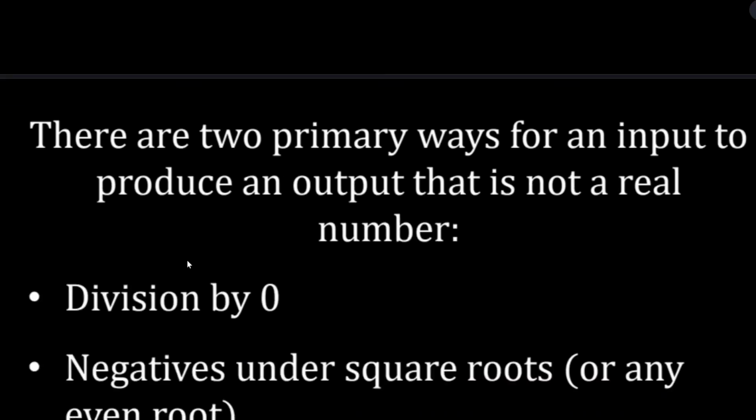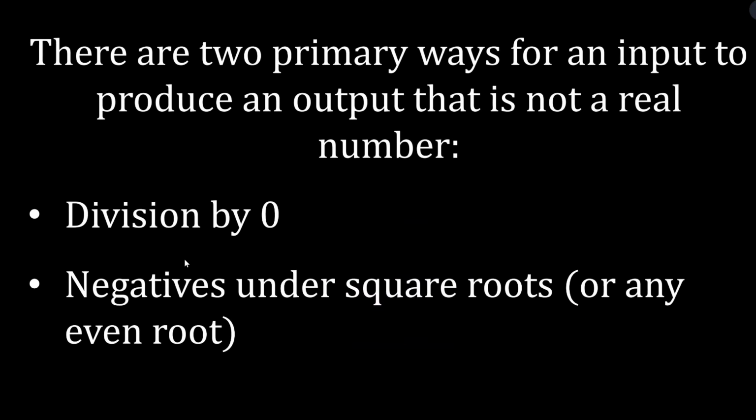So let's summarize what we've done so far. There are 2 primary ways for an input to produce an output that is not a real number. One is it could cause division by 0. We have 0 in a denominator. Remember, a fraction is division, so 0 in a denominator means division by 0. That's bad. That's undefined. The other way is negatives under square roots. And actually, I want to mention, or any even root.